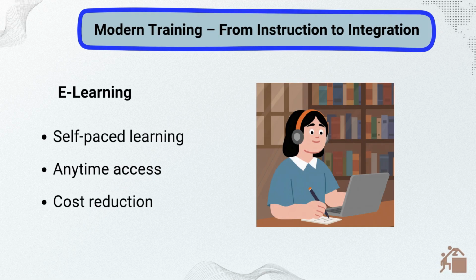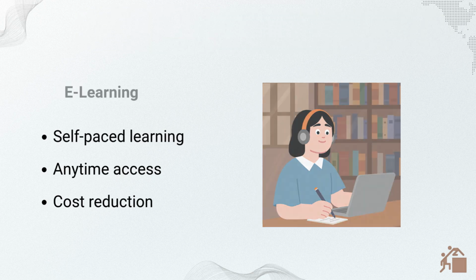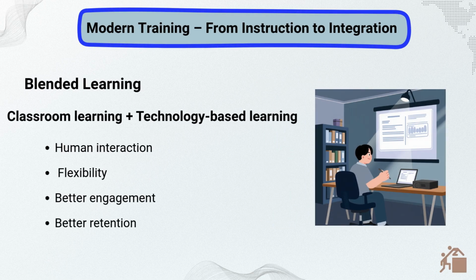Next, we'll move on to e-learning. E-learning allows self-paced learning, anytime access, and it is cost-effective. But here's the question. Does flexibility always mean effectiveness? Not necessarily. Without structure, e-learning can reduce engagement. That's why organizations move towards blended learning. Blended learning integrates classroom interaction plus digital reinforcement. Why is this powerful? Because human interaction stimulates motivation, technology enhances efficiency. It combines emotional intelligence with digital intelligence. That is the modern HRD philosophy.